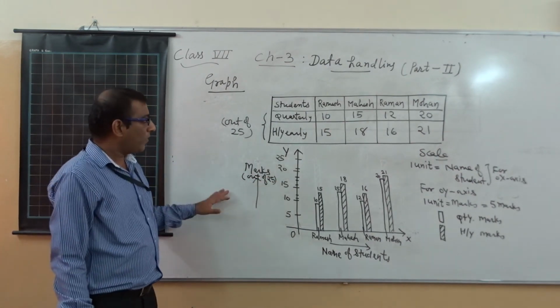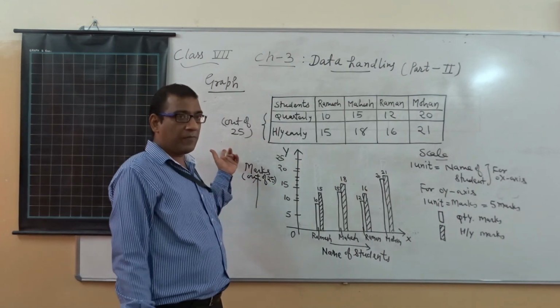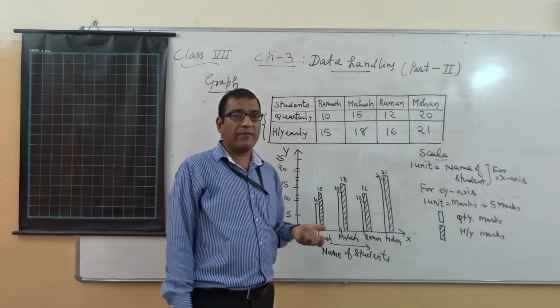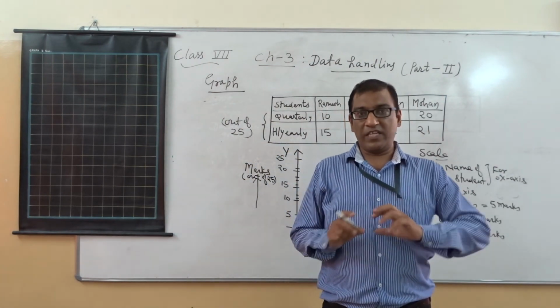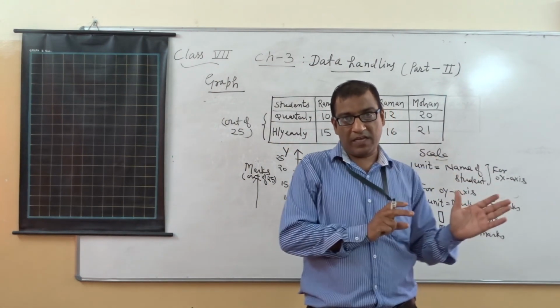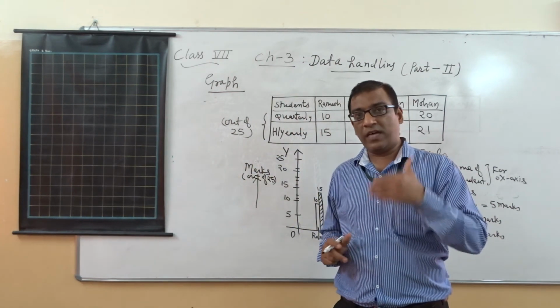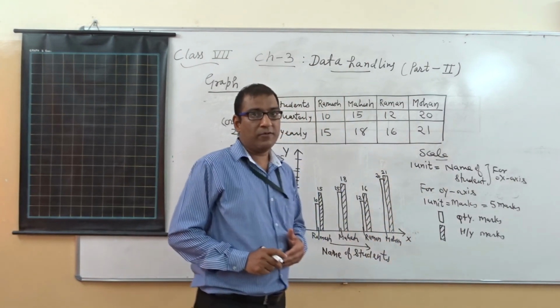I hope with the help of these two examples, as per the previous example where I told about the single bar graph, and this example related with the double bar graph, it is very clear what the meaning of single bar graph and double bar graph is. With the help of these two examples, you will solve another question which is given in your NCERT book. Thank you very much.